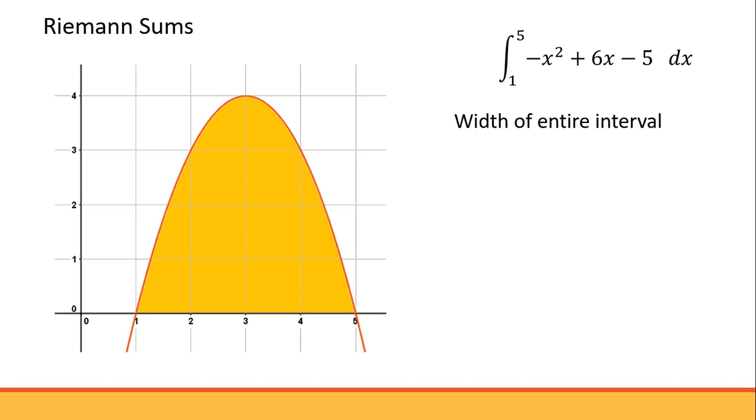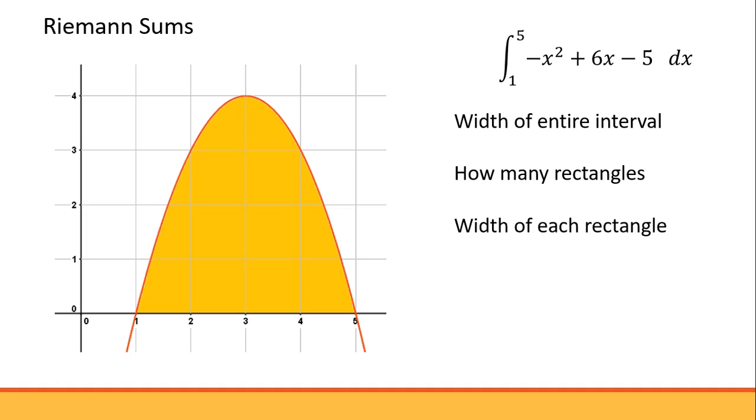The first thing we're going to have to figure out with any of these problems when we're approximating area with Riemann sums is we're going to have to find the width of the entire interval. In this case, the width was 4. We got that by taking 5 minus 1. We're also going to have to make a decision about how many rectangles we want to use to approximate the area. The more rectangles we use, the closer to the actual area we're going to get. But obviously, the more rectangles we use, the more computations we have to do too.